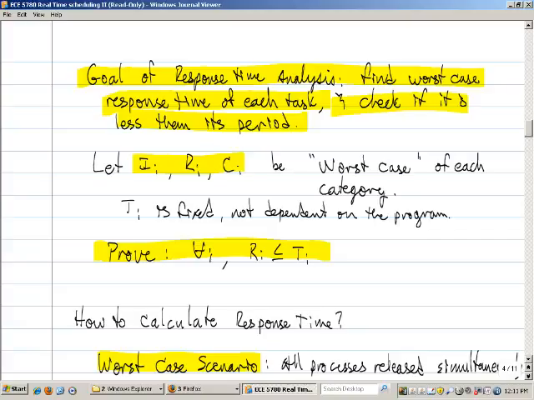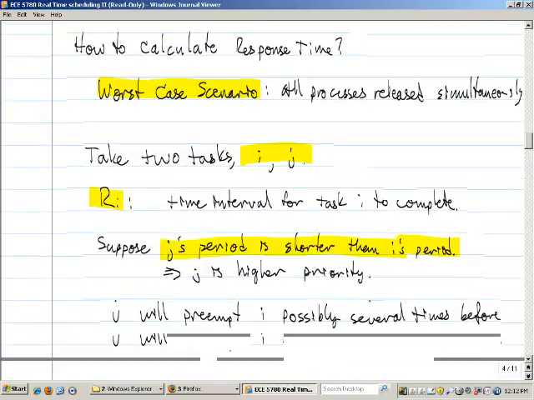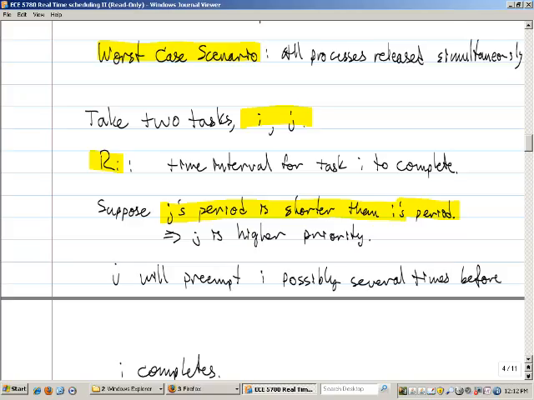So let's go over how we calculate the response time. If we have two processes i and j, and we are looking at j, whose period is shorter, that means its priority is higher than i. So when i is running and if j wants to run, j will preempt i and will run before i can complete. It's possible that j might run multiple times before i can even complete once.